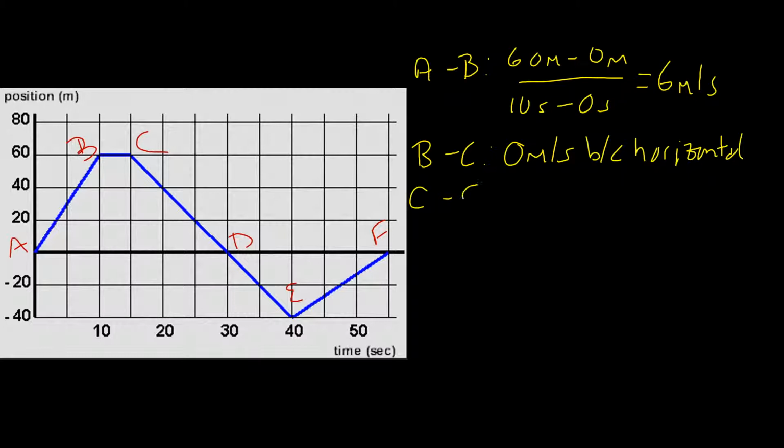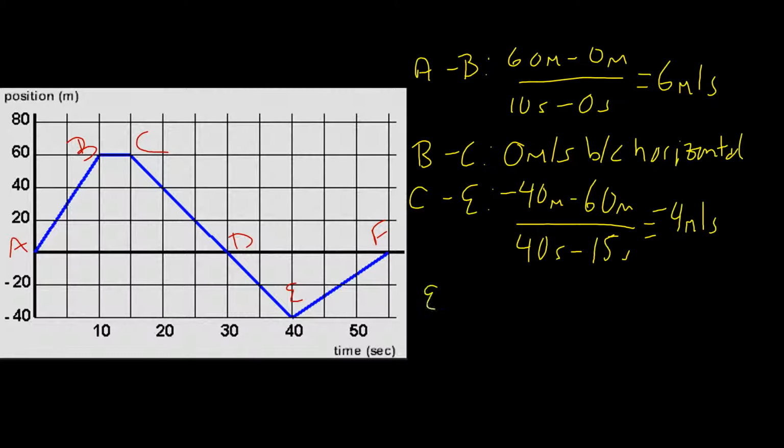From C to E, I'm going to skip over D just because C to E is all one line. So from C to E, I have negative 40 meters minus 60 meters over 40 seconds minus 15 seconds. And so that gives me negative 100 meters divided by 25 seconds, which gives me negative 4 meters per second.